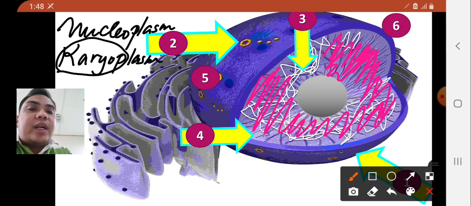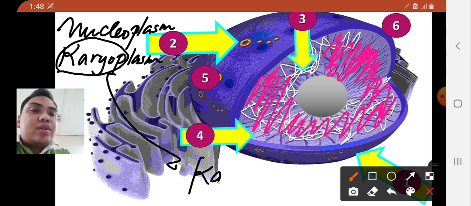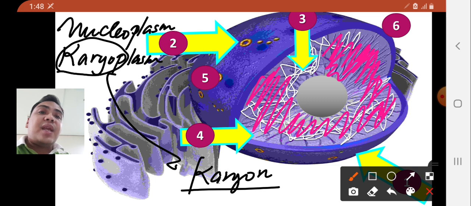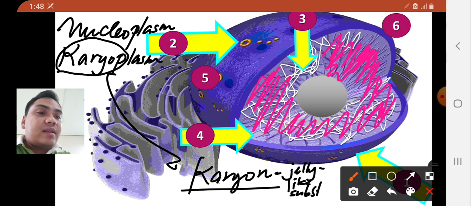From the Greek word karyon, which means nucleus. Meaning to say, it is the fluid inside the nucleus known as the karyoplasm, also known as the nucleoplasm. So it is the jelly-like substance inside the nucleus, similar to cytoplasm. And that is item number 4.